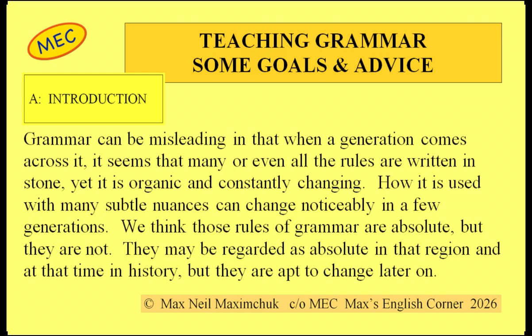Grammar can be misleading in that when a generation comes across it, it seems that many or even all the rules are written in stone. Yet it is organic and constantly changing. How it is used with many subtle nuances can change noticeably in a few generations. We think those rules of grammar are absolute, but they are not. They may be regarded as absolute in that region and at that time in history, but they are apt to change later on.